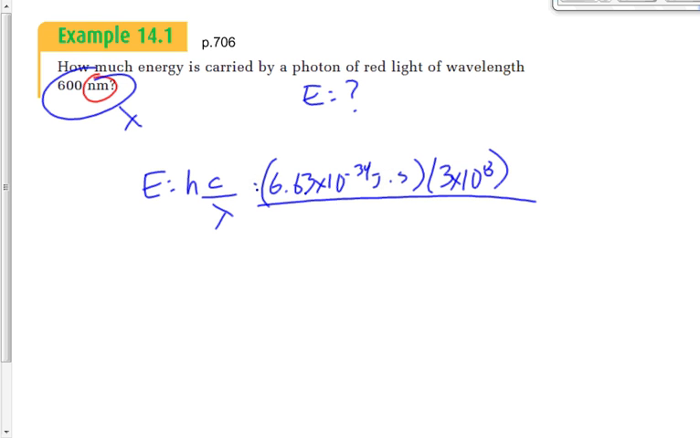Divided by the wavelength, 600 times 10 to the minus 9 meters. Solve that, we get 3.315 times 10 to the minus 19. What are the units here? Vlad? Joules or electron volts? Joules, because we use joules right here, right? We should round that actually to 3 digits, 3.32 times 10 to the minus 19.